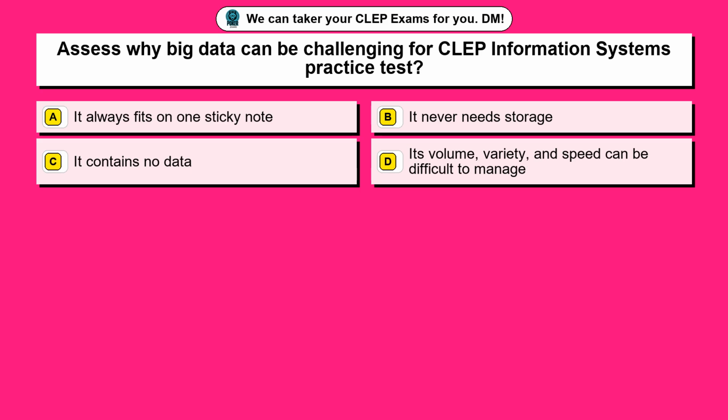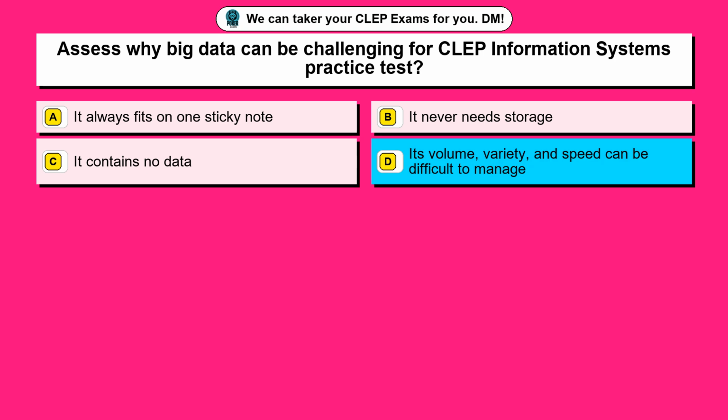Question 86. Assess why big data can be challenging for CLEP Information Systems practice test. Option A. It always fits on one sticky note. Option B. It never needs storage. Option C. It contains no data. Option D. Its volume, variety, and speed can be difficult to manage. The correct answer is option D.